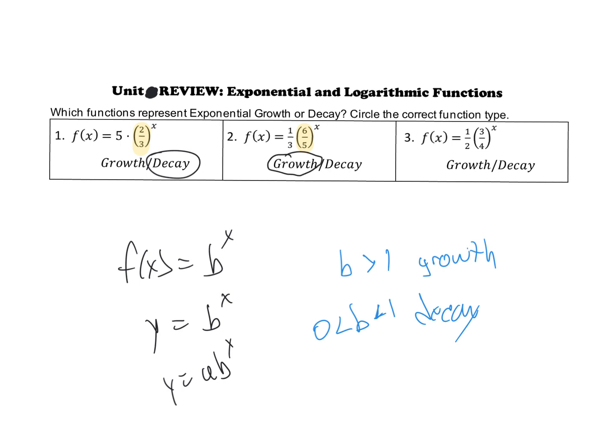And then in number 3, the b value is 3/4. Well, that's less than 1. It's like 0.75 or 75 cents. That's less than 1, so we know that we have decay.